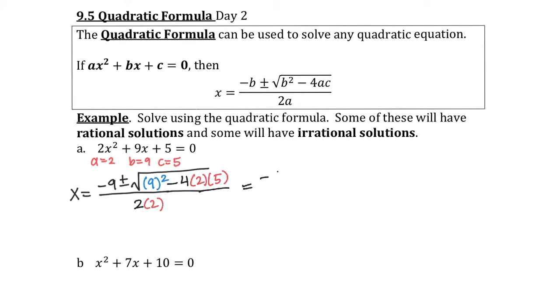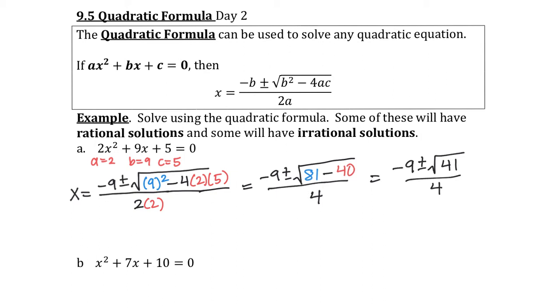Okay, let's go ahead and simplify it just like last class. In the radical, I have 9 squared. 9 to the second power is 9 times 9, which is 81. Minus 4 times 2 is 8. 8 times 5 is 40. In the denominator, 2 times 2 is 4. And then if I do 81 minus 40, I get 41 over 4.